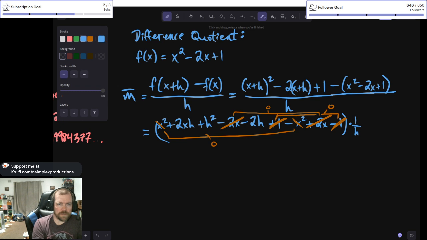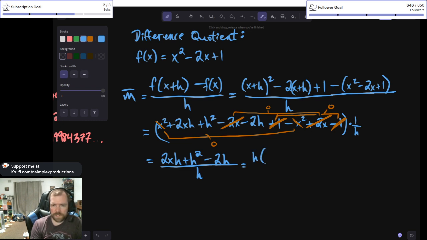Which then leaves 2xh plus h squared minus 2h all divided by h, which is h parentheses 2x plus h minus 2 all over h. Those divide out very nicely. And so we're left with m bar is going to be equal to 2x plus h minus 2.